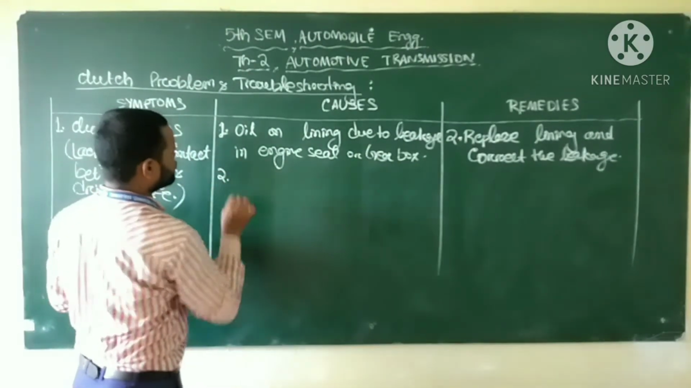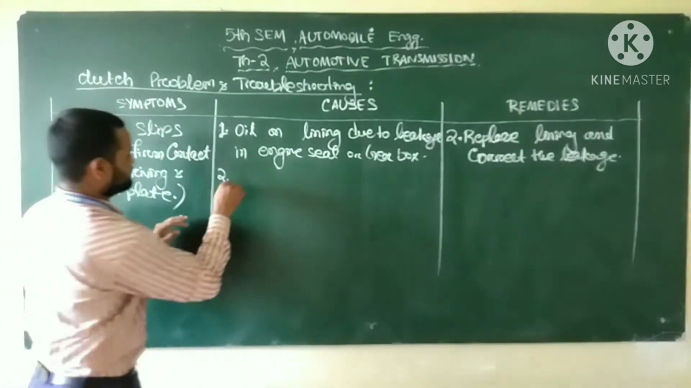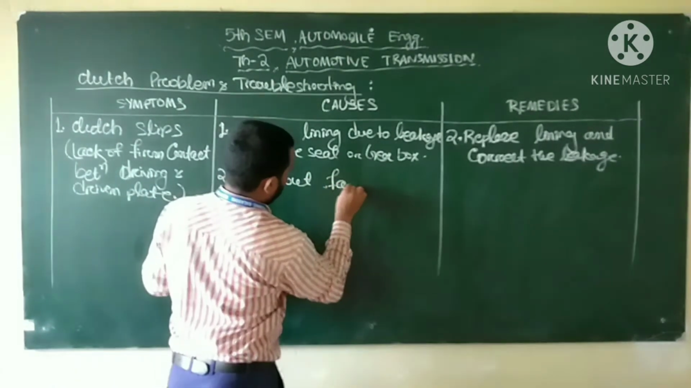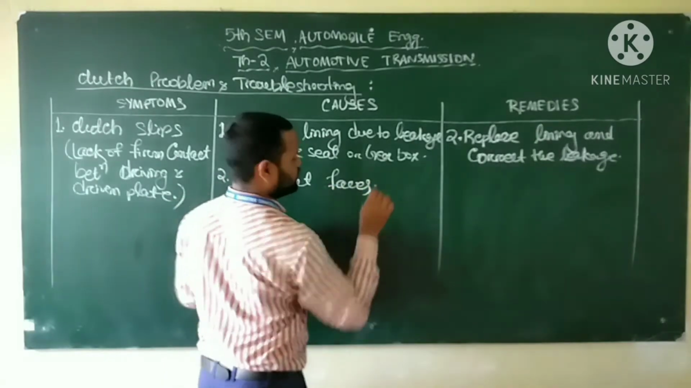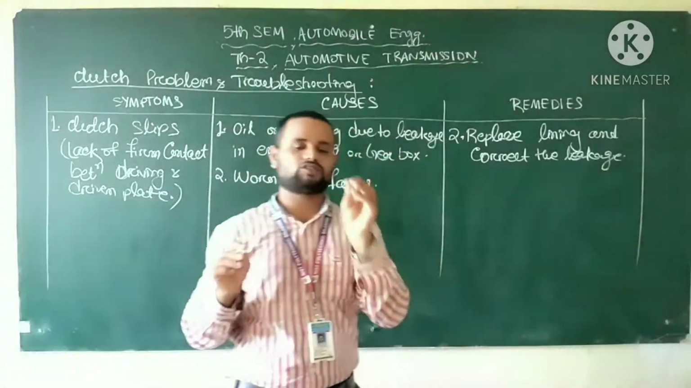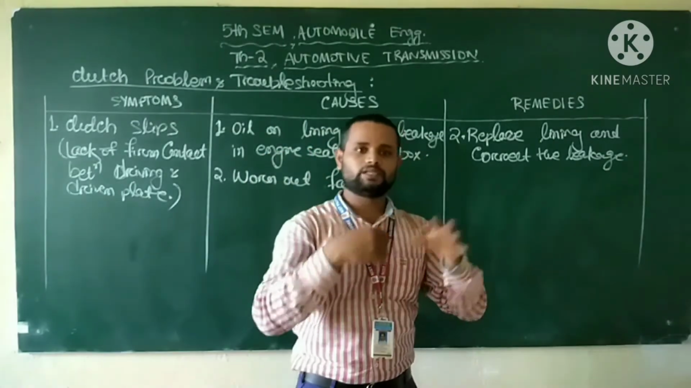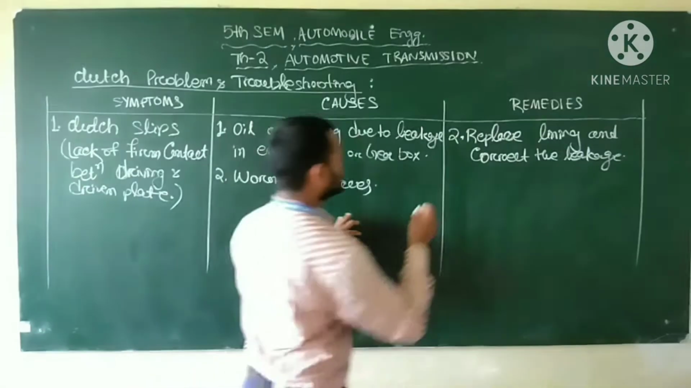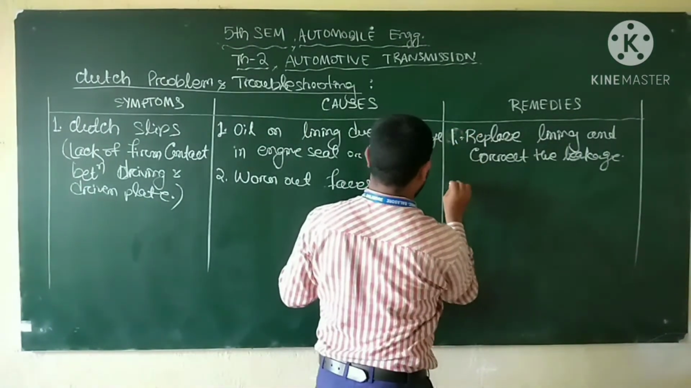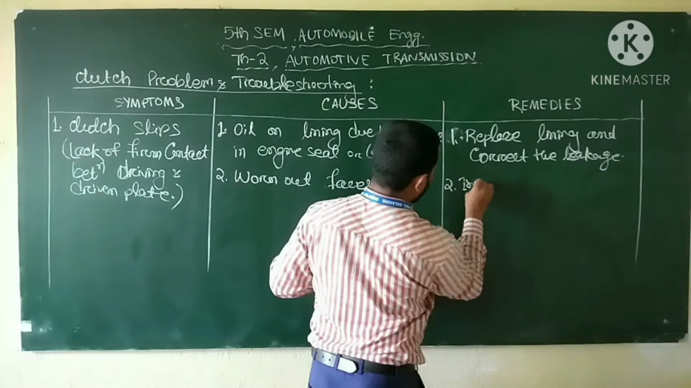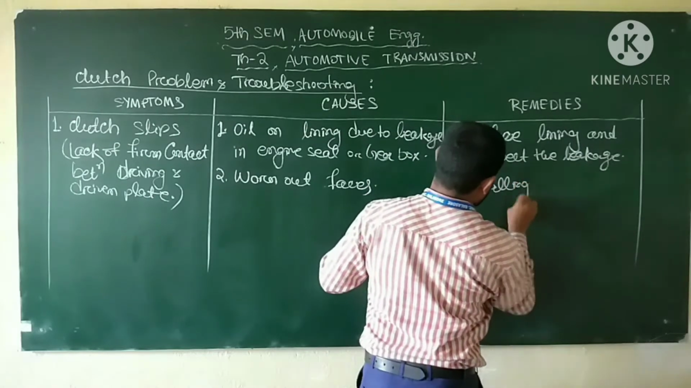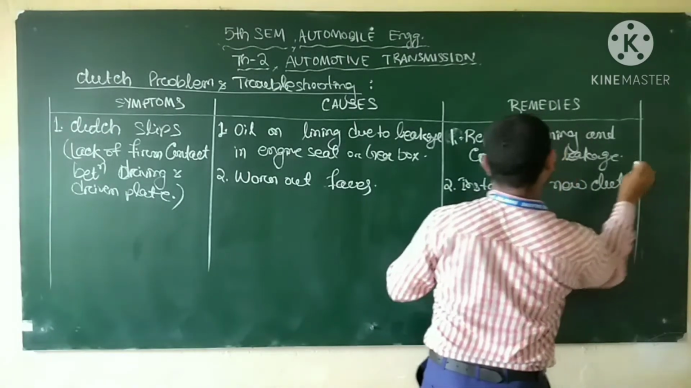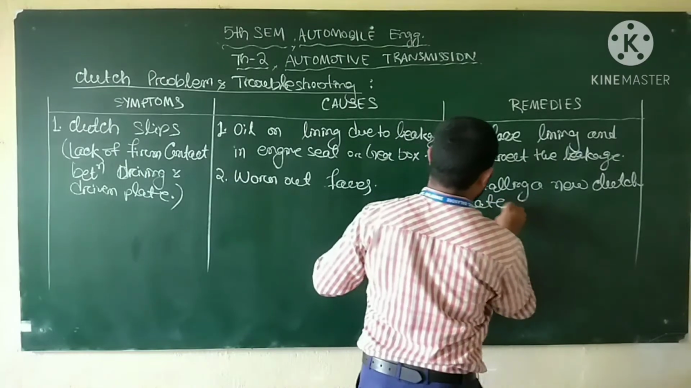The second cause for clutch slips is worn out faces. If the friction surface is worn out, with wear and tear on it, then the clutch will slip. Worn out faces are remedied by installing a new clutch plate.